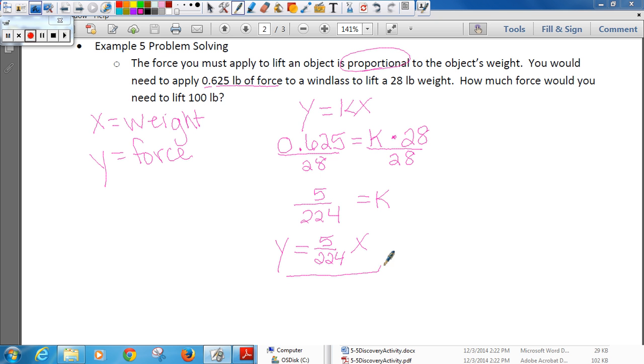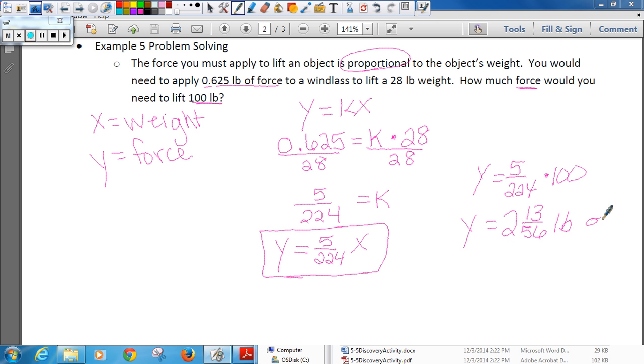And now I can use this direct variation equation to answer the actual question asked. How much force would you need to lift 100 pounds? Well, x is my weight, so 100 pounds, I'm going to plug that in as my weight. So I have 5 over 224 times 100 pounds. And when I do that, I get y equals 2 and 13 over 56 pounds of force.